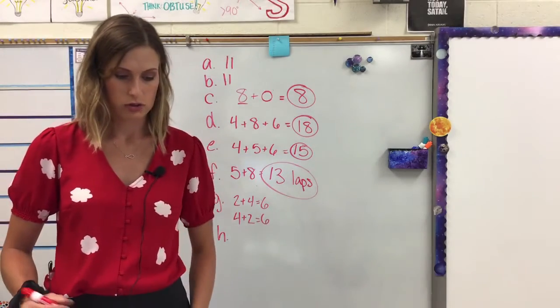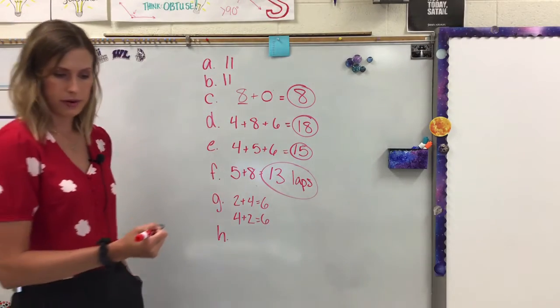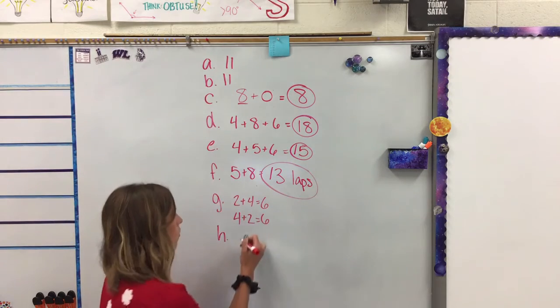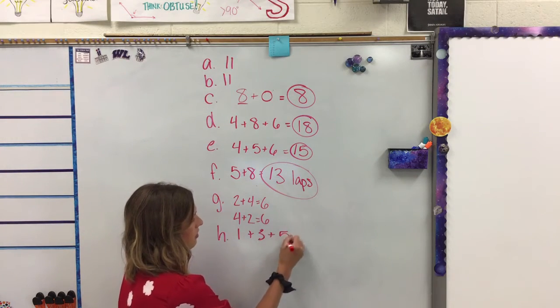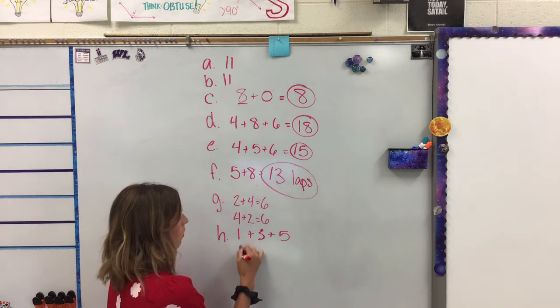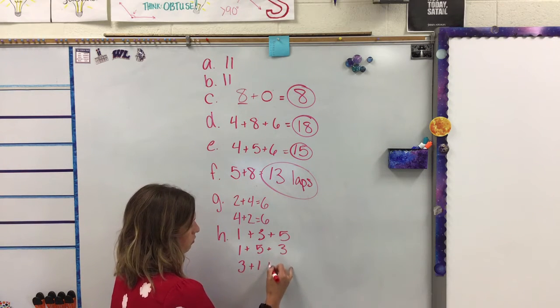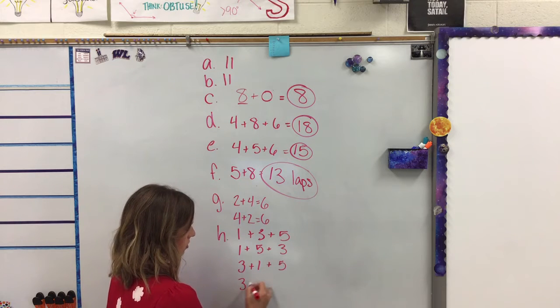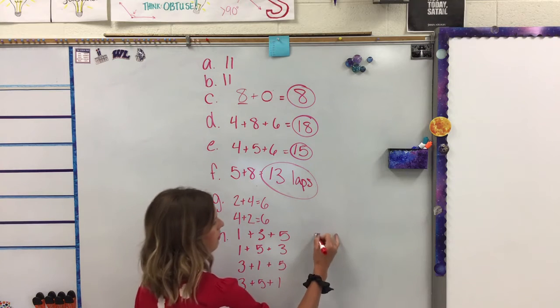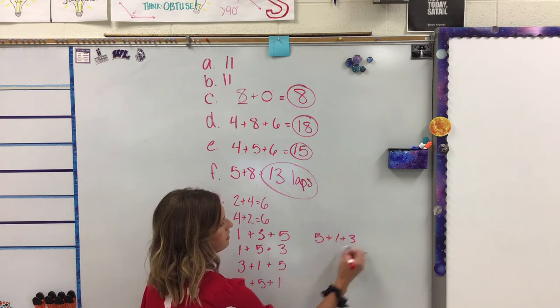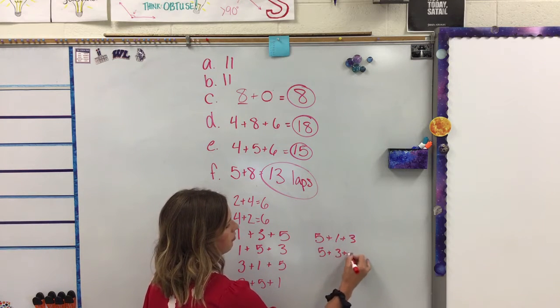H says show 6 ways to add 1, 3, and 5. So you should have 1 plus 3 plus 5. 1 plus 5 plus 3. Start with 3. 3 plus 1 plus 5. 3 plus 5 plus 1. And then start with 5. 5 plus 1 plus 3. 5 plus 3 plus 1.